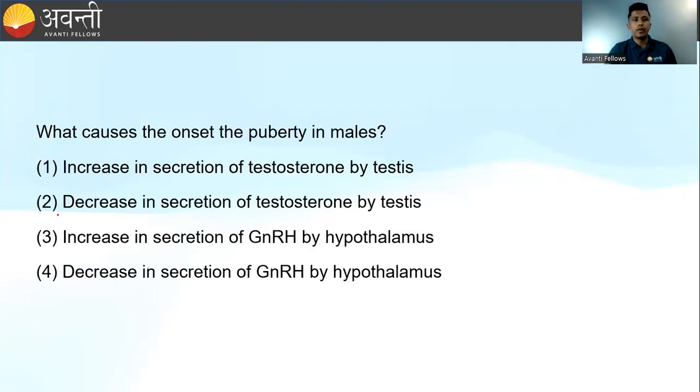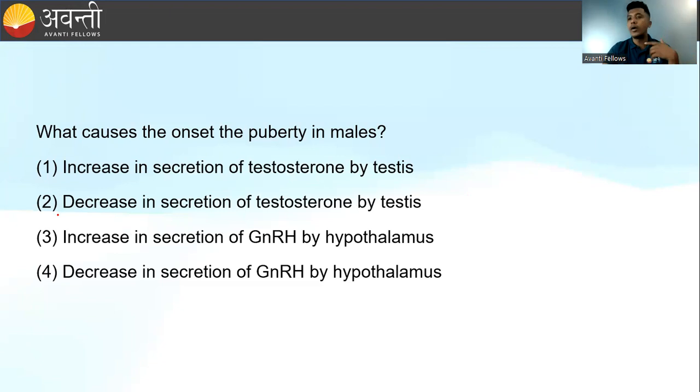Okay, next one. What causes the onset of puberty in males? Increase in secretion of testosterone by testis, decrease in secretion of testosterone by testis, increase in secretion of GnRH by hypothalamus, decrease in secretion of GnRH by hypothalamus. So when we look at this question, we know that when we talk about puberty in males, immediately we'll point out to the increase in testosterone levels that leads to the secondary sexual characteristics development.